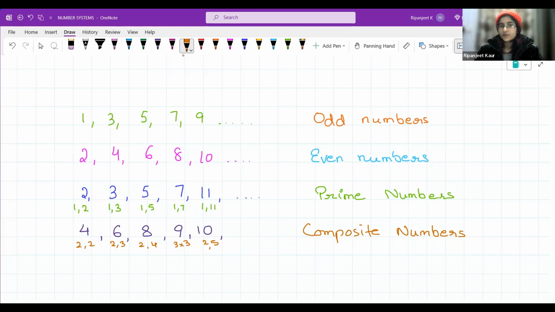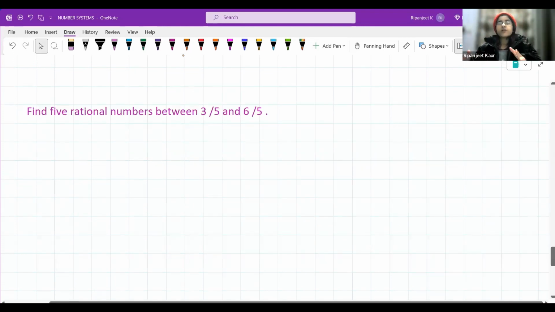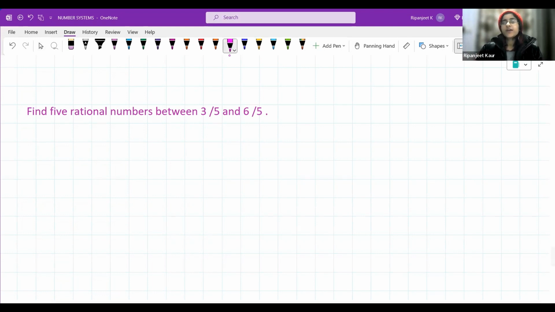Now what next? You remember the other homework? Well, the 5 rational numbers between 3/5 and 6/5. What can they be? For that, let us write 3/5 and 6/5 over here, right? Yesterday we learned that there can be infinitely many numbers between 2 numbers. So how can we find that? There is a very, very easy way.